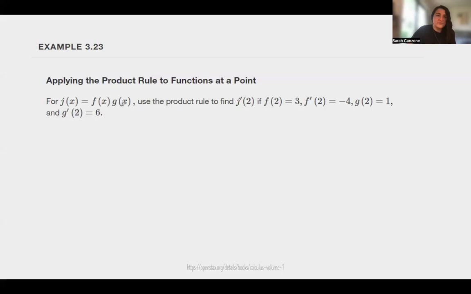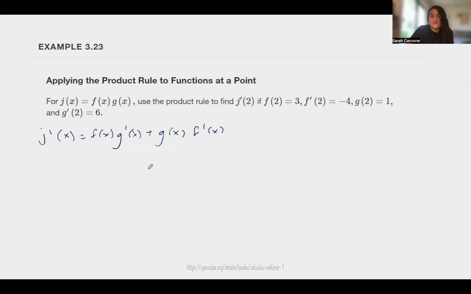So j prime of 2, the first thing that we need to do is just find j prime. You don't ever want to jump right into j prime of 2 or whatever the number is, you want to take the derivative first. So if j is f times g, then j prime is first times the derivative of the second. So it's f of x times the derivative of the second, which is g prime of x, plus second, which is g of x, times the derivative of the first, f prime of x. And mine might look a tiny bit different than what we saw on the slide before, but we can remember that multiplication is commutative, so we can say that f times g prime is the same as g prime times f, and addition is commutative as well.